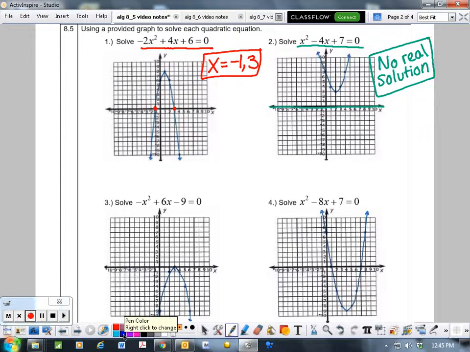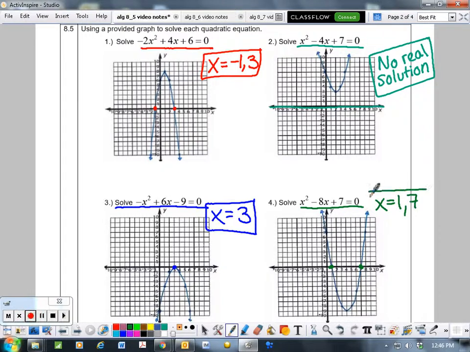And then in our next one, we're going to solve the equation negative x squared plus 6x minus 9 equals 0. When we look at that, it crosses right here, so that means my answer is x equals 3. And then our last one, we're going to solve x squared minus 8x plus 7 equals 0. So we're looking, where does it cross? Here and here, which means my answer to the equation is x equals 1 and x equals 7. And those are our answers. So that's the easy way, when they give you a graph and you just need to identify what they are really asking, so what is the answer to my equation.